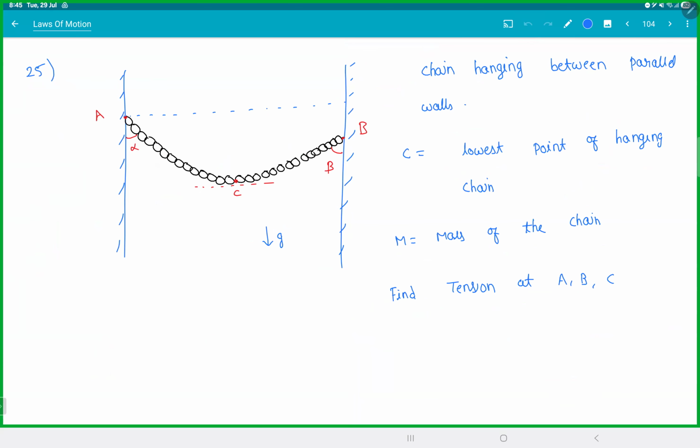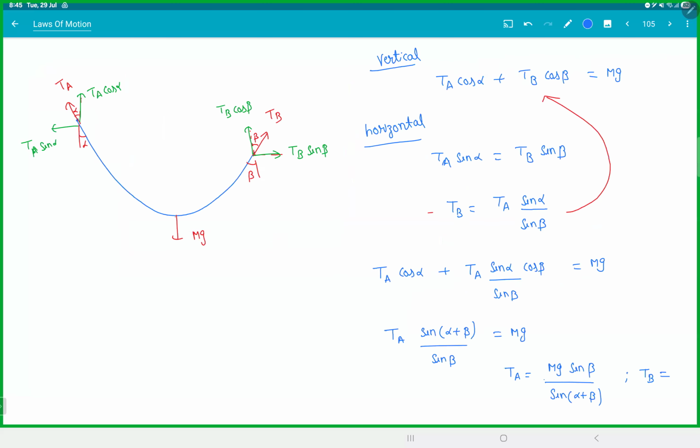Advait, I can't see you. Your camera is blank, so adjust your camera.